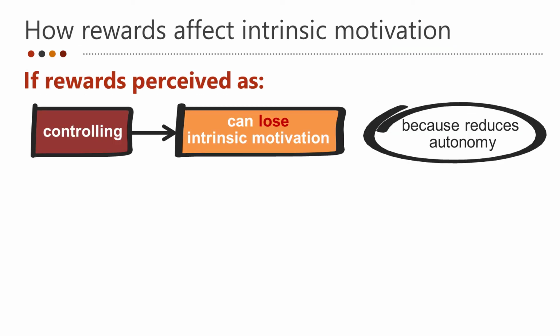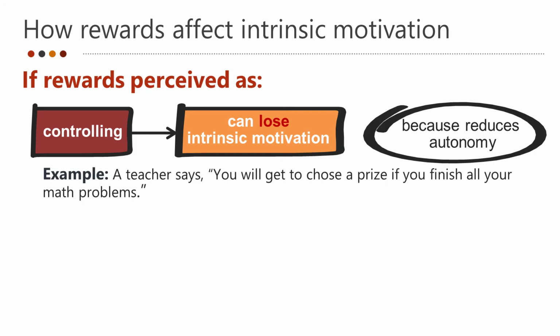Self-determination researchers have studied this, and they found that if rewards are perceived as being controlling, then students can lose intrinsic motivation. This is consistent with what we would expect based on self-determination theory, because the rewards would reduce a student's perceived autonomy. An example would be a teacher who says, "You will get to choose a prize if you finish all of your math problems." If a student perceived this as being controlling, then they would be less intrinsically motivated.